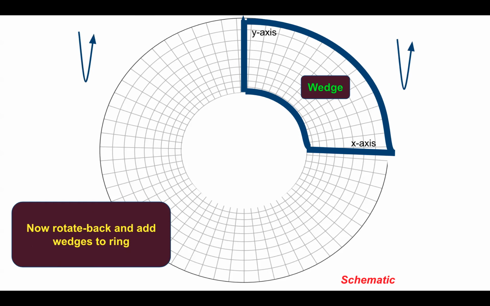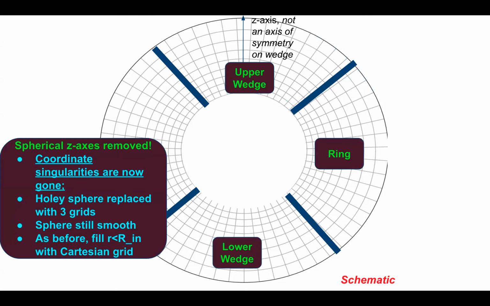Next slide. We're going to rotate back to the XZ plane. And here is my proposed grid structure. I call it the wedge ring approach. Because the upper wedge and lower wedge are part of that ring, there's no axis of symmetry here, so there's no focusing of grid points up near the z-axis. Coordinate singularities no longer exist here. The whole sphere has been replaced with 3 grids.